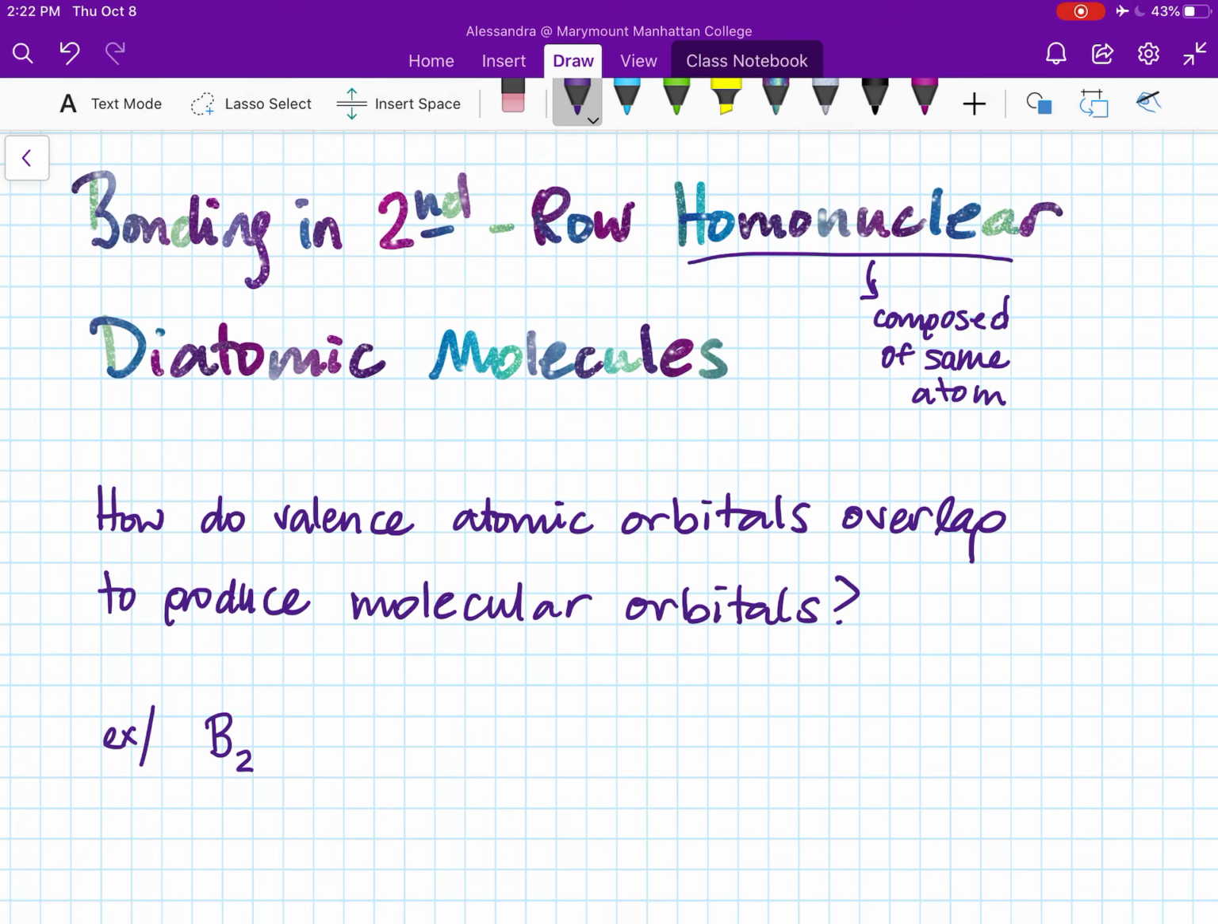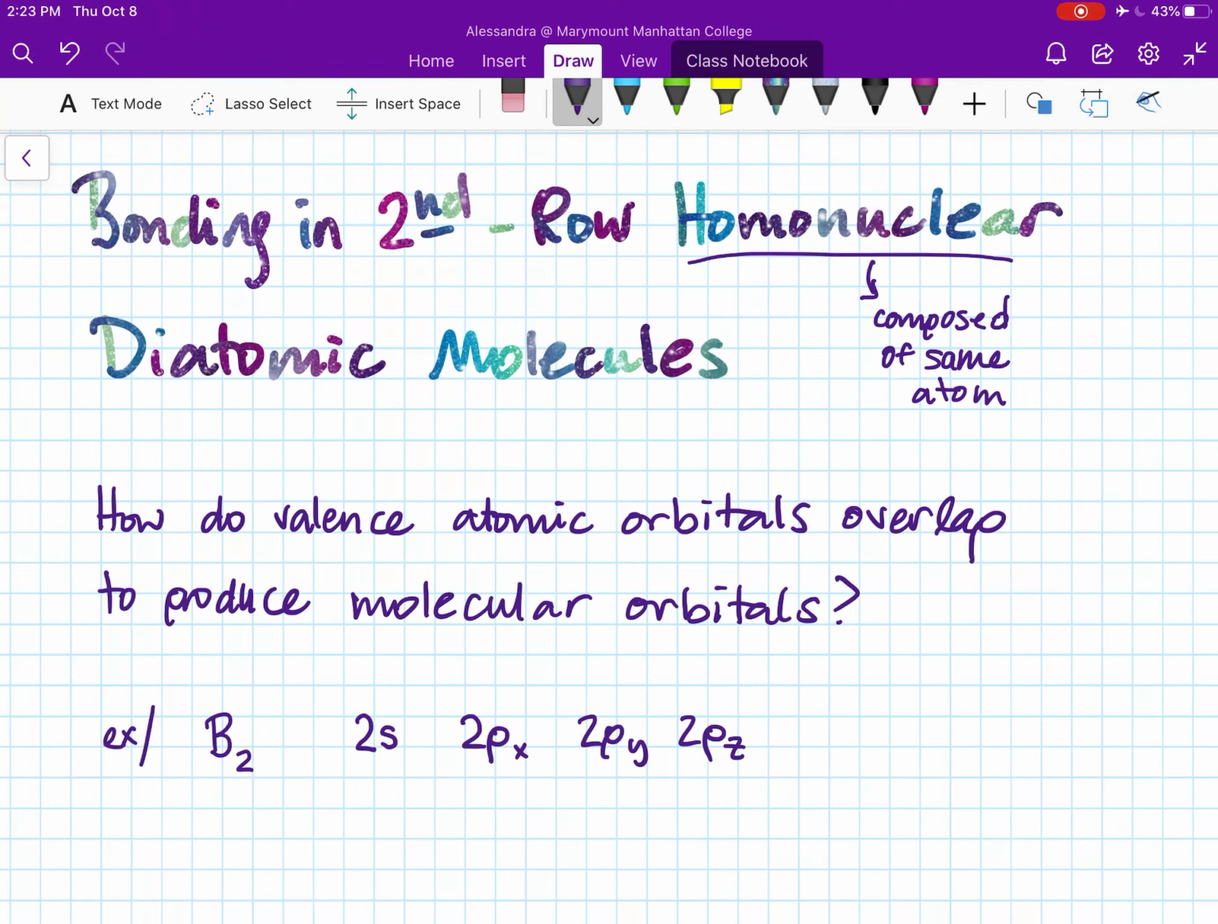When we're considering how valence atomic orbitals overlap to produce molecular orbitals, we have to define what the valence atomic orbitals are. It's very important to note that only the valence atomic orbitals are going to contribute to molecular orbitals because you need to have some overlap. So the core orbitals, in this case the 1s orbital, is not important. The valence orbitals for each boron are going to be 2s, and then the three 2p orbitals, which I'm going to call 2px, 2py, and 2pz, lying along the different axes of three-dimensional Cartesian coordinates.